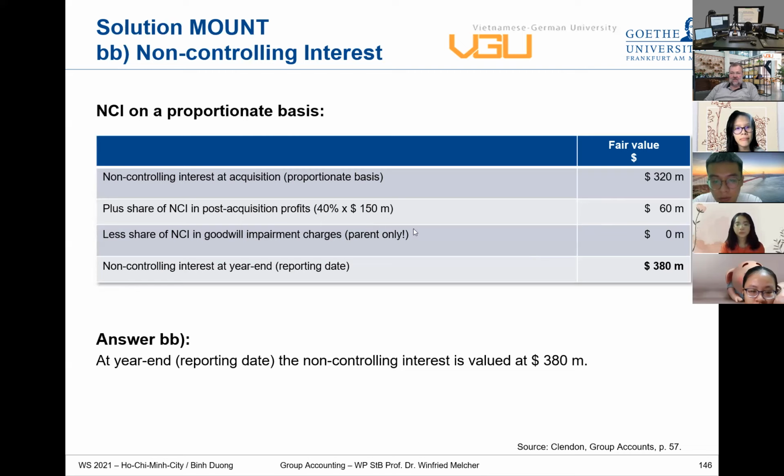But here comes the difference. The NCI do not participate in the goodwill impairment charges, because the goodwill is only allocated to the parent. So they cannot participate in that impairment. And therefore, you will see a zero here, because all of the loss was allocated to the parents.